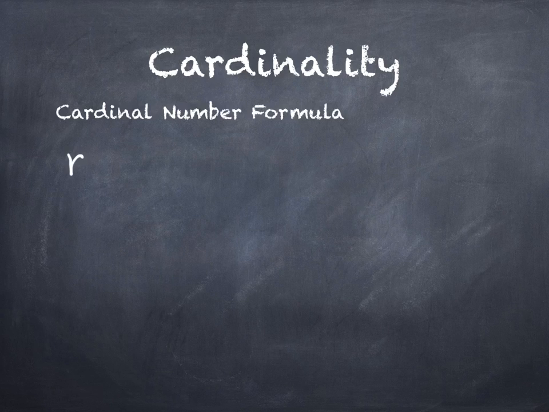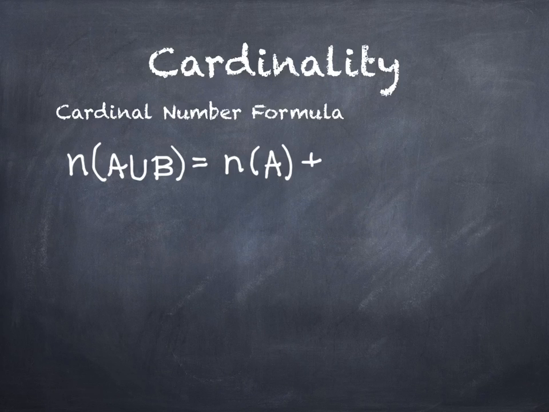And this formula says the following. If you're trying to find out the number of items in the union of two sets, what you could do is you could count the number of items in one set and count the number of items in a second set, add those numbers together, and then subtract the number of items in their intersection.